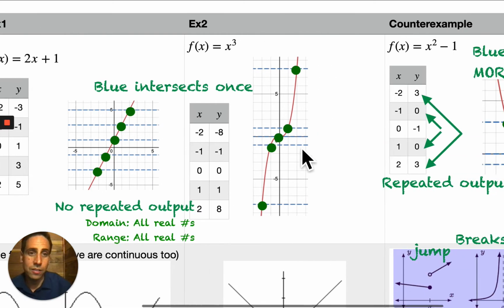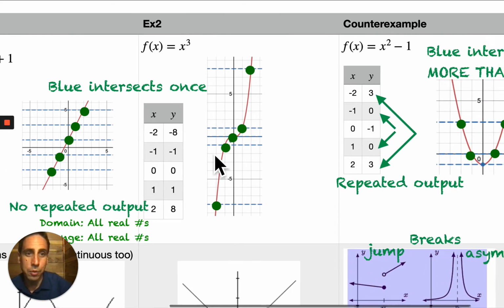So it does not fall into this repeated output pattern. Each output has exactly one input. Like the number 8 only shows up once in this table and could only ever show up once in this table based on this rule. It doesn't matter what values of x you choose.